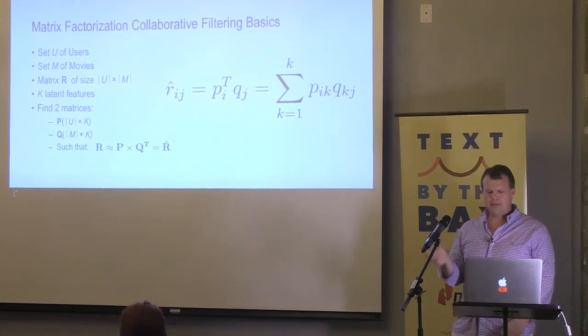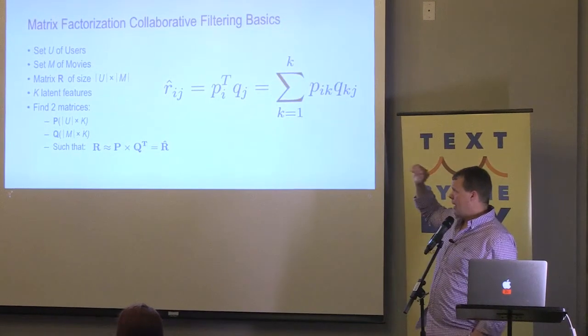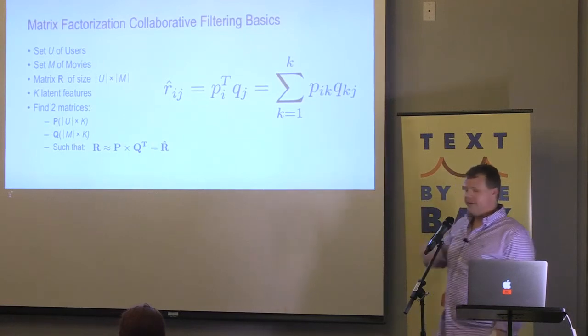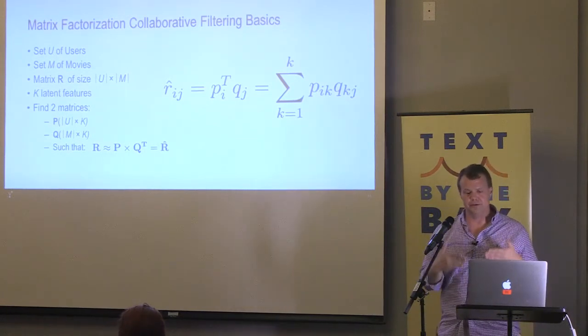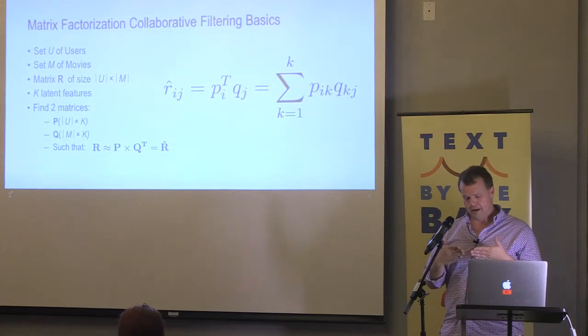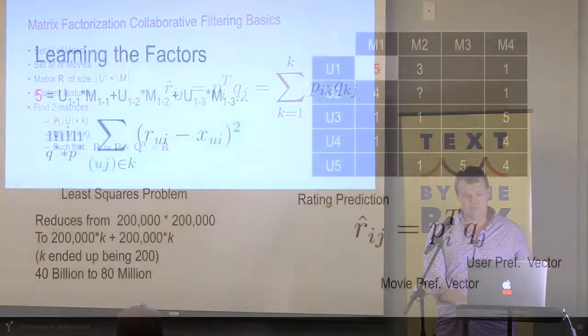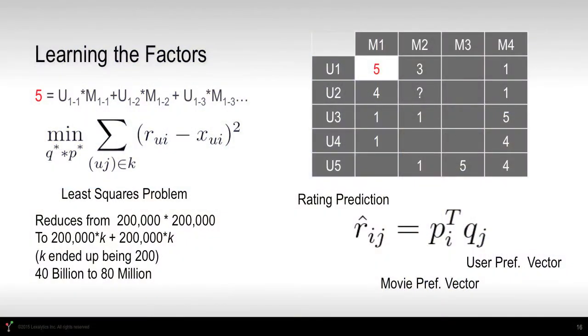Basically, what you're trying to do is find k number of latent features so that you have two separate matrices, so that the dot product of these two matrices allows you to give an approximation of what should be in any empty cell. So you want to find these matrices. You have to actually learn these factors. And I'll talk a bit about how we actually approached it.